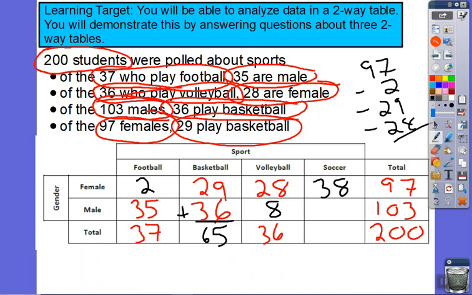Okay, I'm going to do the same thing on the next one. I'm going to take my 103 and I'm going to subtract everything else in that row, minus 35, minus 36, minus 8, and that leaves 24. And I could do it again on the bottom total, but now that I've got those 2, it's not going to be too bad to just add those 2 together to get the total for soccer. So if the females are 38, the males are 24, that is going to get me 62.